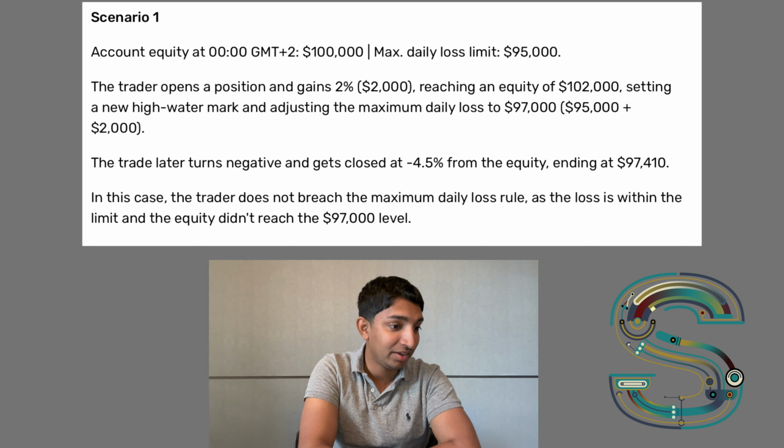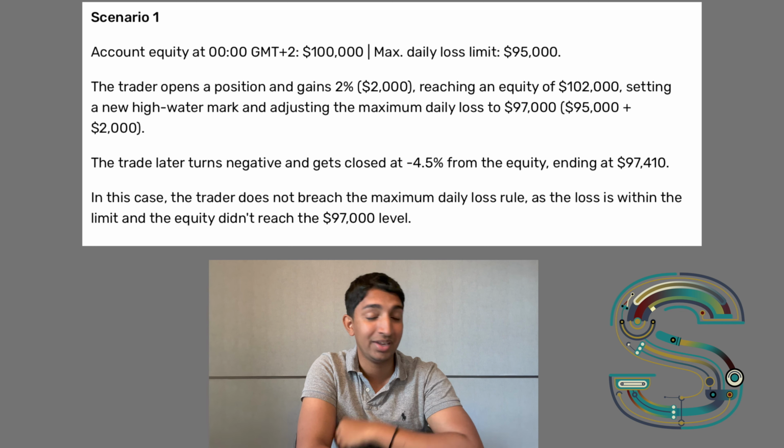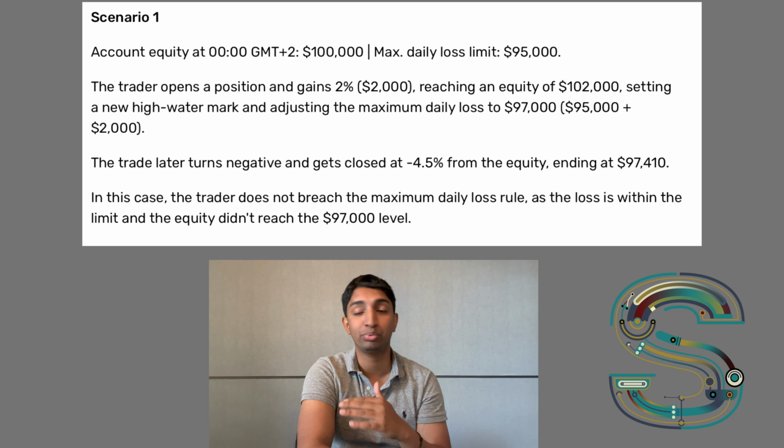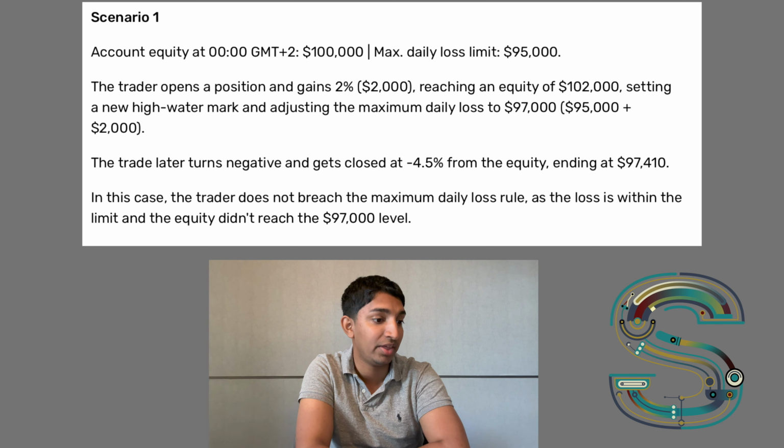The trader later turns negative and gets closed at 4.5% from the equity, so it's going down 4.5% from the equity, ending at $97,410. Now remember, the daily loss limit is $97,000 because the account was at $102,000 at its highest point. So in this case, the trader does not breach the daily loss limit as it was within the limits of the daily drawdown, which was $97,000. Let's get into another example.